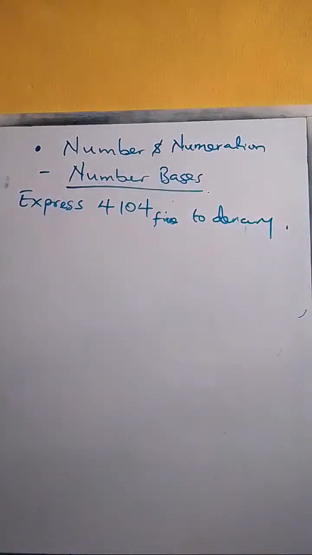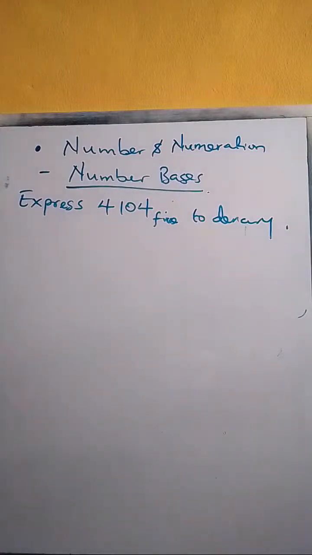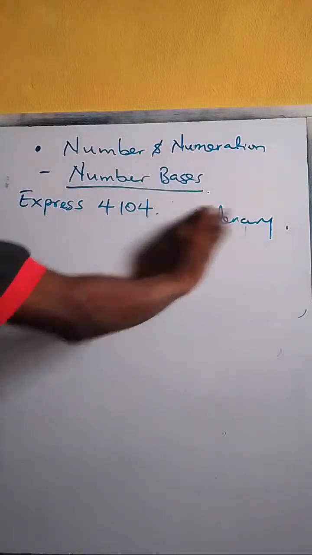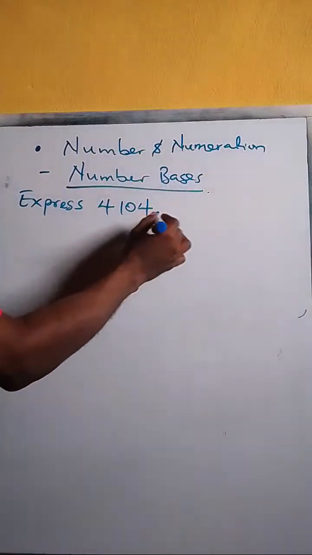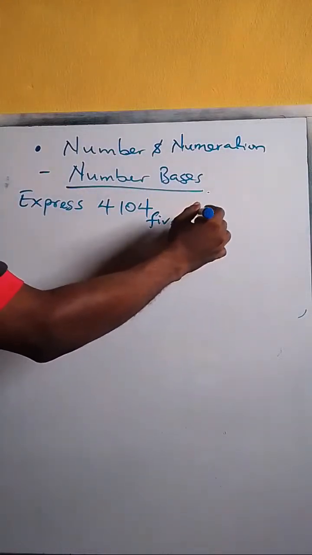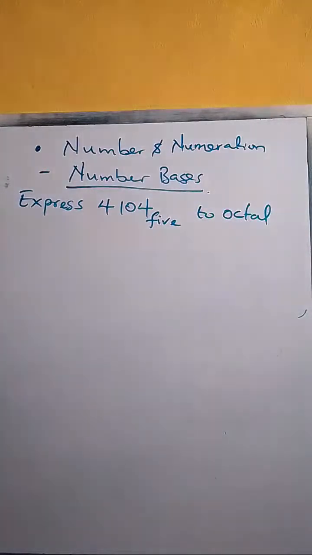So from here, this is from base 5 to base 10. And how do we go about that? Okay, let me make it like this so that you understand. Let's say from base 5, we are changing to octa. So express 4104 base 5 to octa.